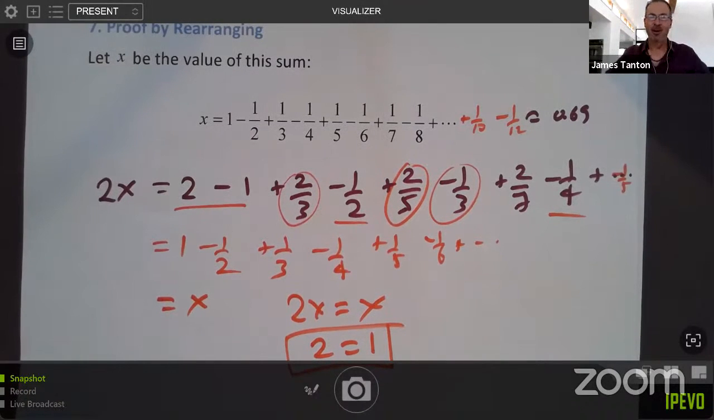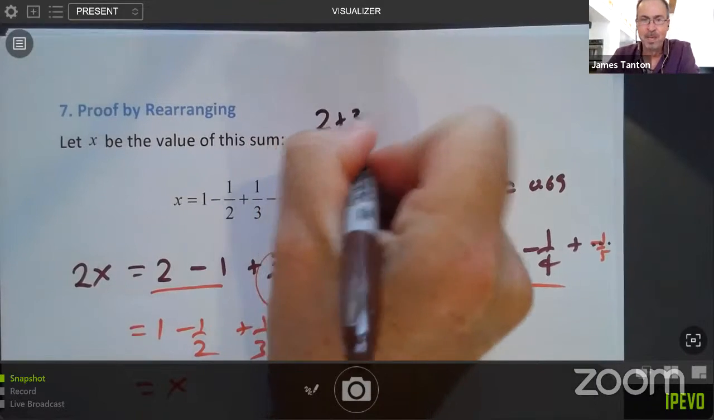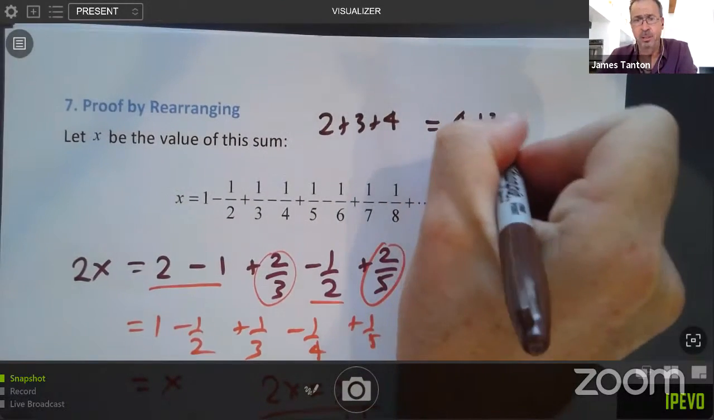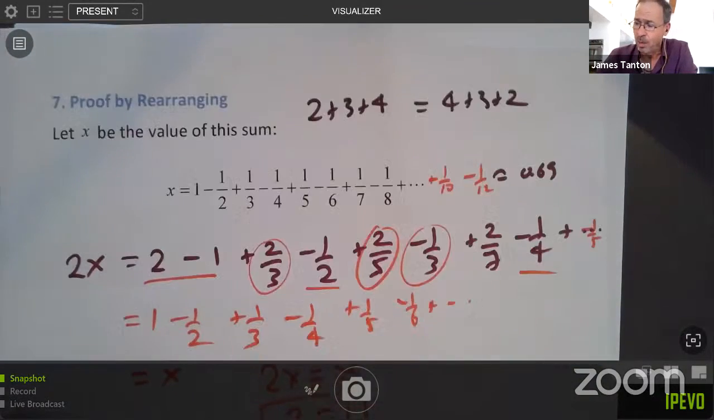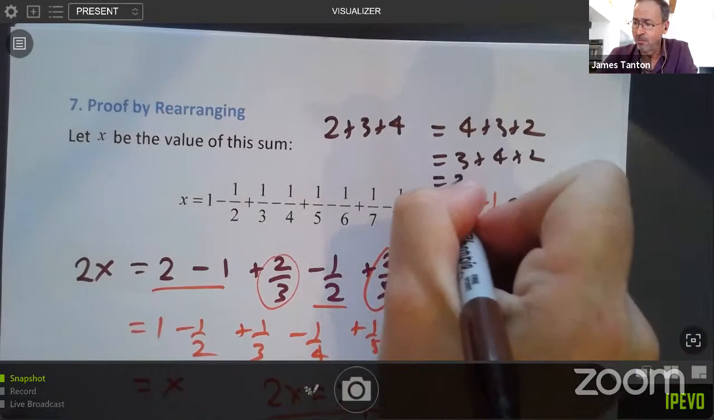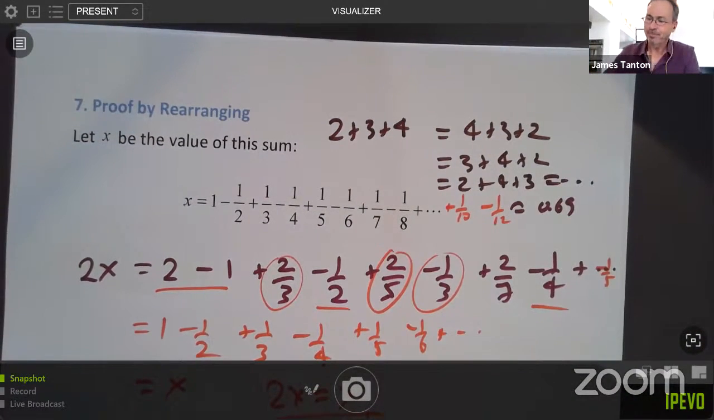Someone says, hang on. Can you just rearrange terms? I mean, in ordinary algebra class, you can. For example, if I did the example I did before, 2 plus 3 plus 4, there's a finite sum. I could think of this as 4 plus 3 plus 2 if I wanted to, just rearrange the order, that's fine. Or I could think of this as 3 plus 4 plus 2, or 2 plus 4 plus 3. I can rearrange as much as I like. But here's the thing.